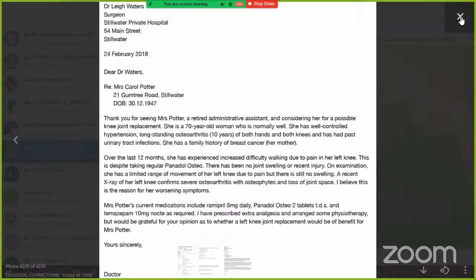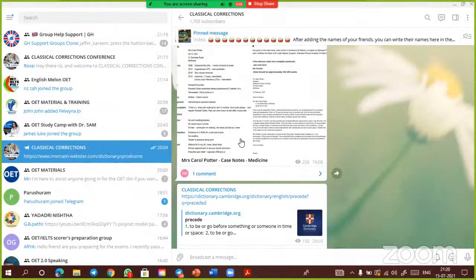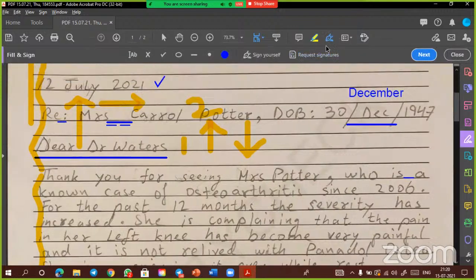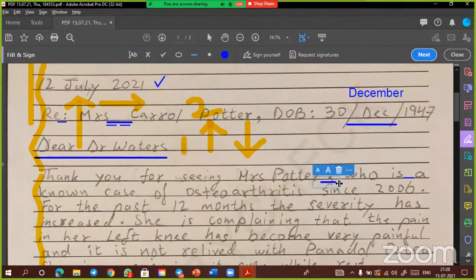Okay, fine. So what you have done is you have written this one first and this one second. So the order is up and down. This should come down and that should go up. So they are reversed. So twist the lines up and down. Thank you for seeing Mrs. Potter. The comma should come immediately, not so much gap. The comma should come immediately here.